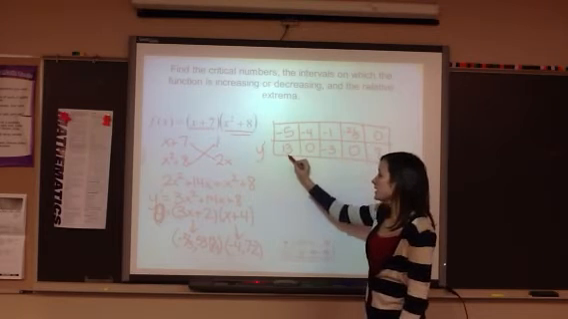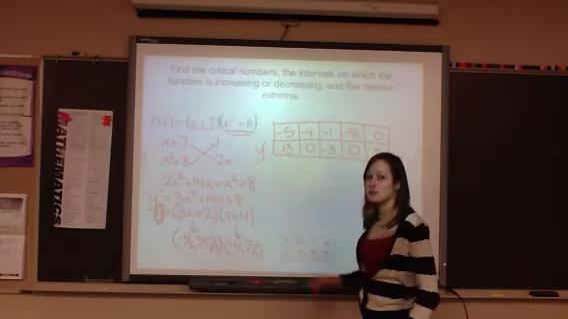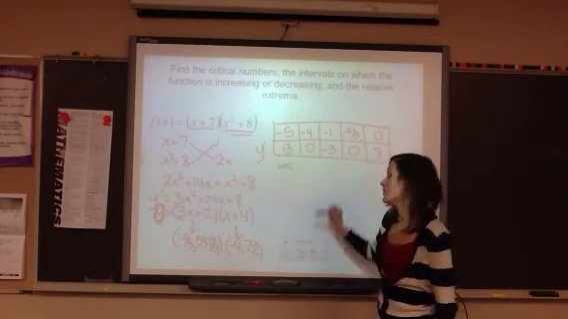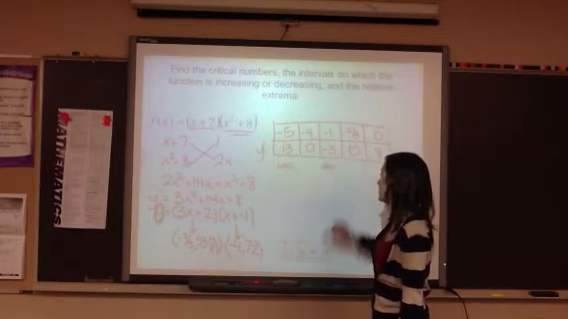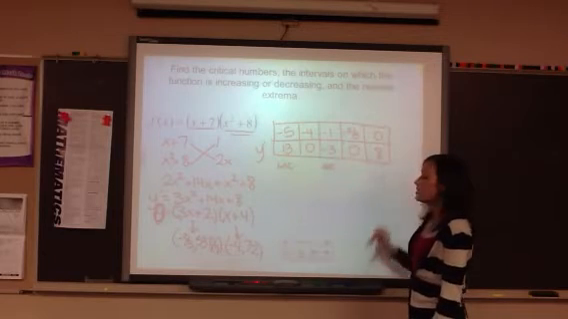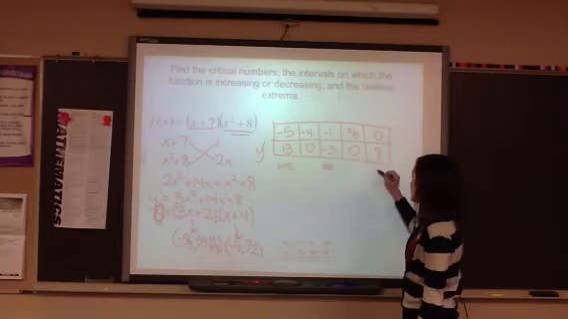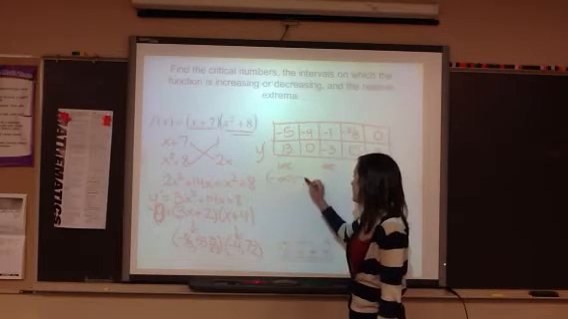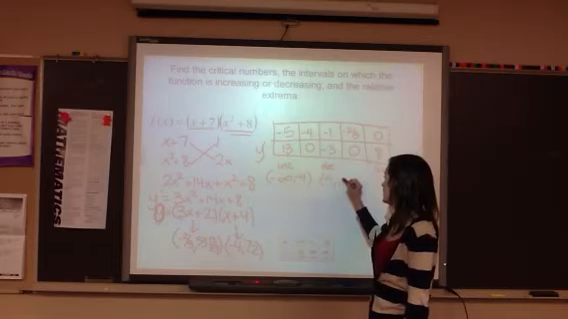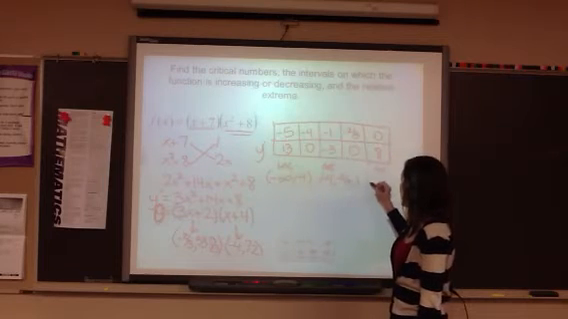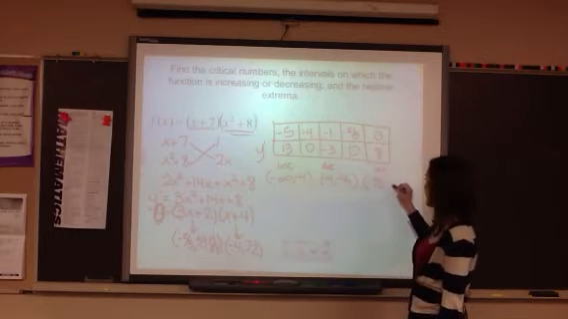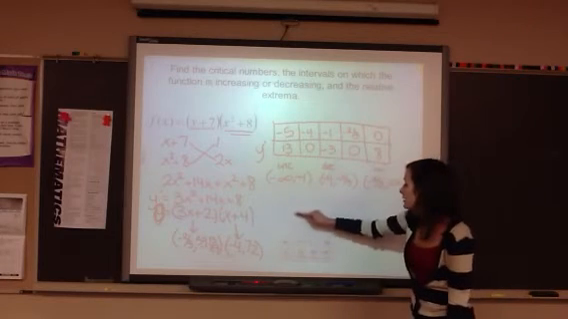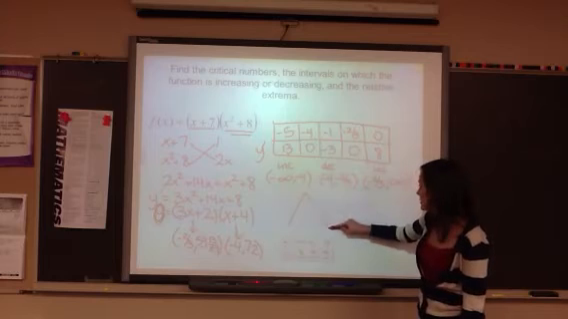So, 13 is a positive number. That's a positive slope. So our graph is increasing. Negative 3 is a negative number. So our slope is negative and our graph is decreasing. Here, our slope is a positive 8, so we're increasing. Make your intervals. Negative infinity to negative 4. Negative 4 to negative 2/3. Negative 2/3 to infinity. So this time, our graph increased, decreased, increased.